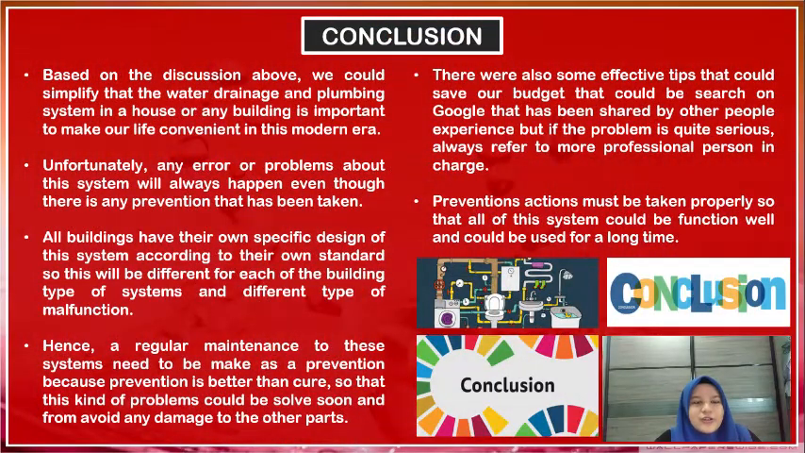So we could conclude that the water drainage and plumbing system in a house or any building is important to our life, to make our life more convenient. But unfortunately, errors or problems could always happen because all buildings have their own specific design of the system according to their own standards. So this will be different for each type of building and different types of malfunction. Hence, regular maintenance of this system needs to be done as a prevention.